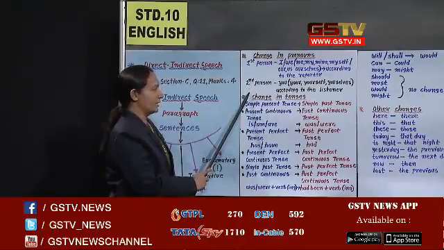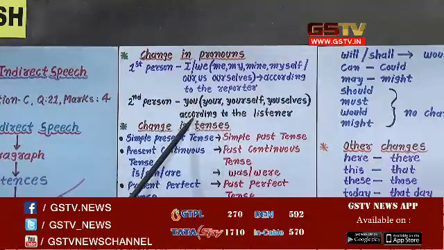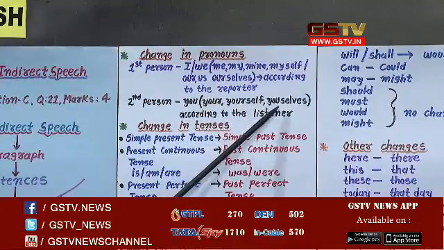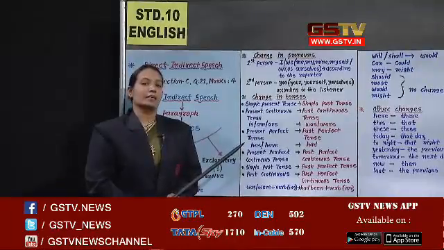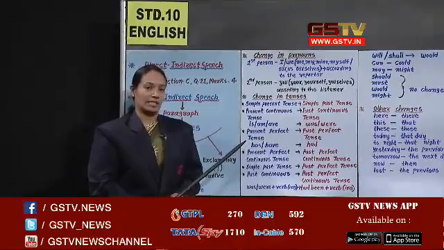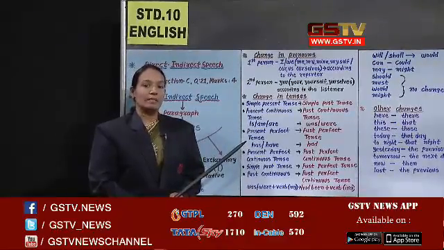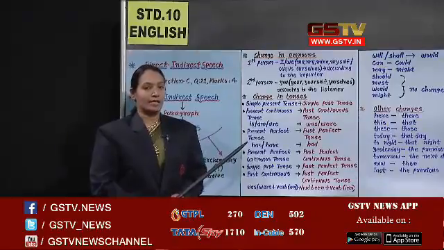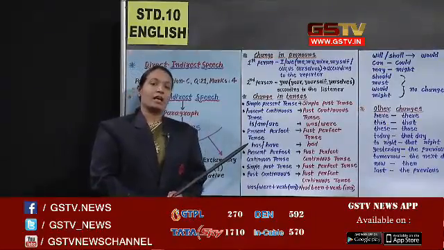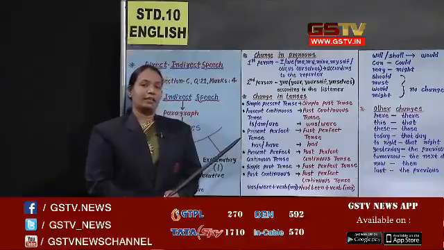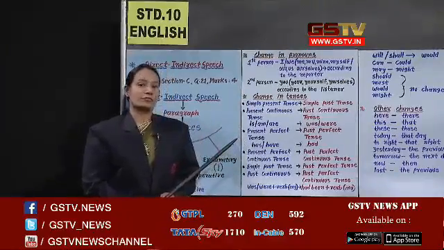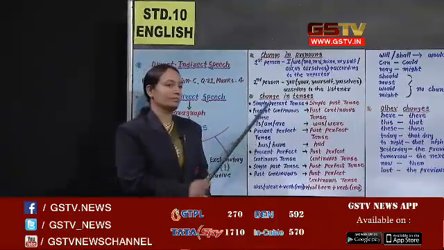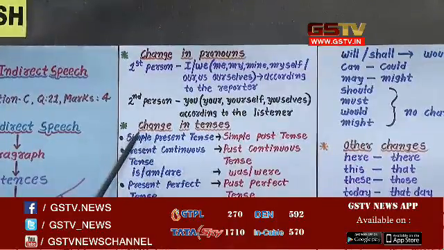Then comes second person. Second person is you, your, yourself, yourselves, according to the listener. Sometimes the listener is also given in the sentence. So if the listener is there, for example, I said to Meena, I was studying in 10th standard. I told Meena that I had been studying in 10th standard. So students, you have seen the changes. Now comes change in tenses.